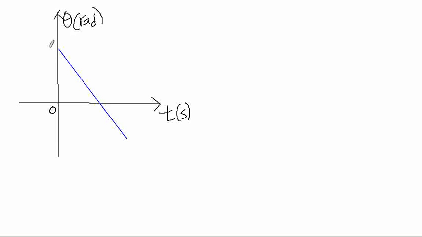So assume that an object was moving such that initially at time 0 it had theta equal to 7 radians, and then at t equals 4 seconds it had theta equal to 0 radians. Alright, so what is the angular velocity that corresponds to that motion? Pause the video and try to answer that now, please.